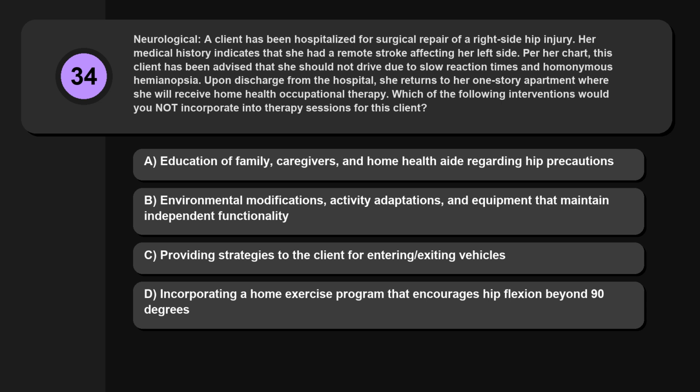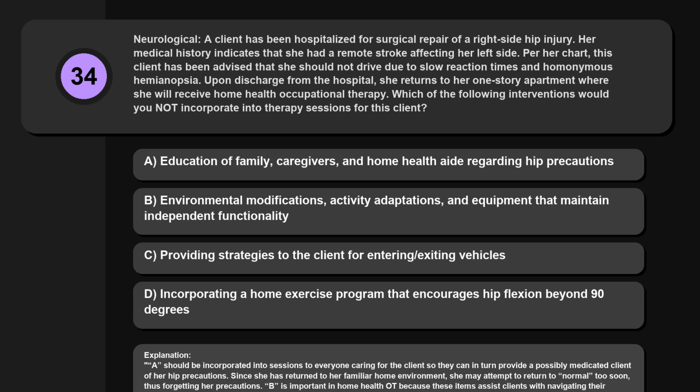Option D, incorporating a home exercise program that encourages hip flexion beyond 90 degrees. The correct answer is option D. A should be incorporated into sessions with everyone caring for the client so they can in turn remind a possibly medicated client of her hip precautions.